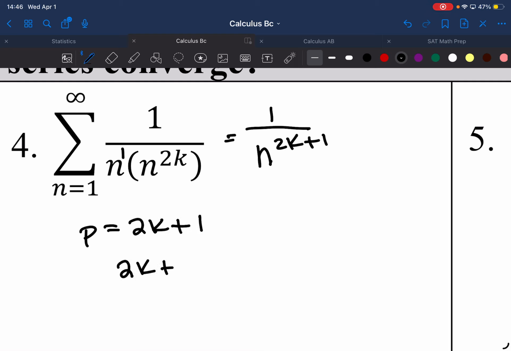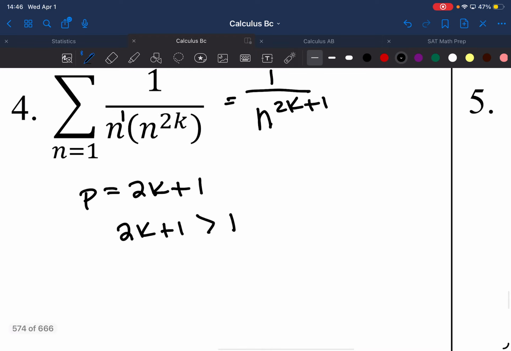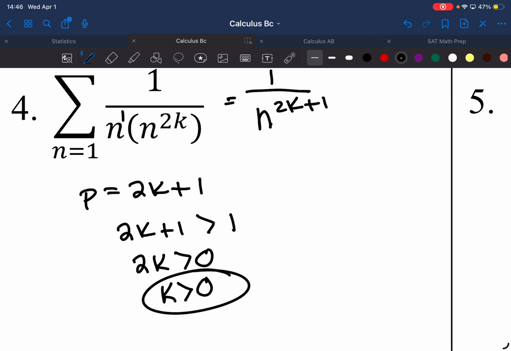We want this to converge, so we need to see when 2k plus 1 is greater than 1. So then we just solve. First I subtract 1, I get 0, so 2k is greater than 0. Then I divide by 2, I get k is greater than 0. So this series will only converge if the k value is greater than 0.